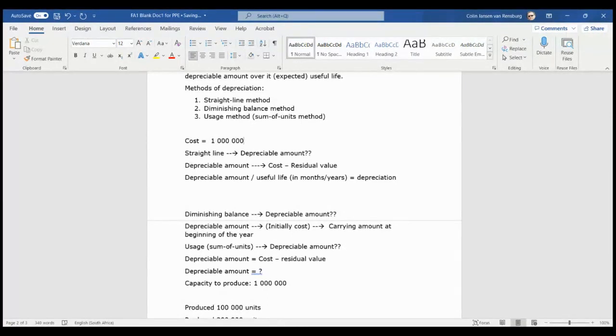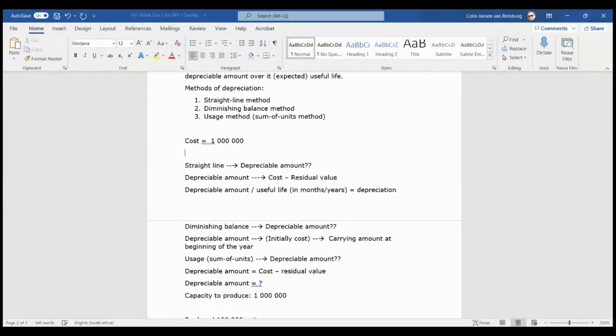Just to make our calculations easy, ladies and gentlemen, let's use nice round figures. In your questions and in practice, they are not going to be such nice round figures. You'll have to use the actual figures, obviously, and they're going to be something like 9,999,225 rands or something, right? So they're not going to be such comfortable round figures.